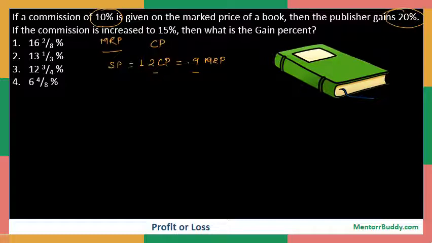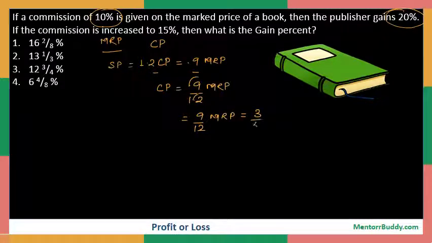So from this we can easily calculate the value of cost price, which is equal to 0.9 divided by 1.2 MRP. If I remove the decimal values, I get 9 by 12 of MRP as the cost price, which can be written as 3 by 4 of MRP.